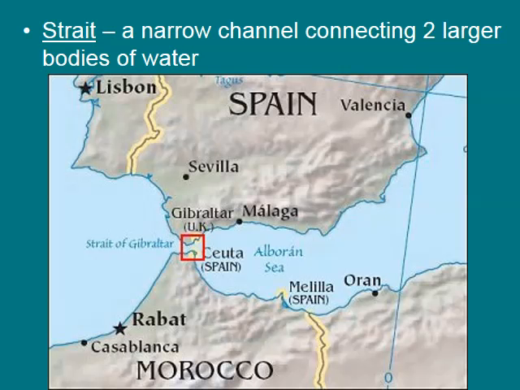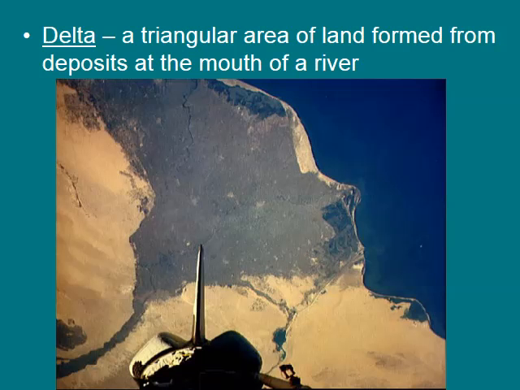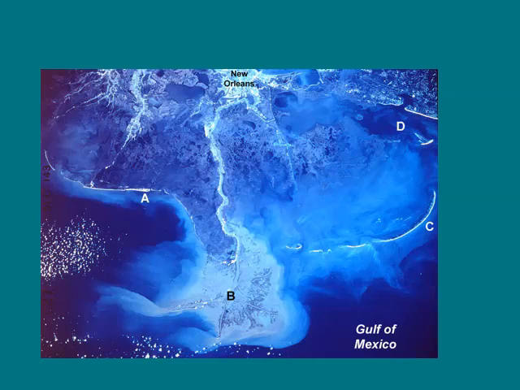A strait is a narrow channel connecting two larger bodies of water. This is the Strait of Gibraltar that connects the Mediterranean Sea, in this little area they also call the Alboran Sea, with the larger Atlantic Ocean. A delta, such as the Mississippi Delta or the Nile Delta. Here's a delta here.